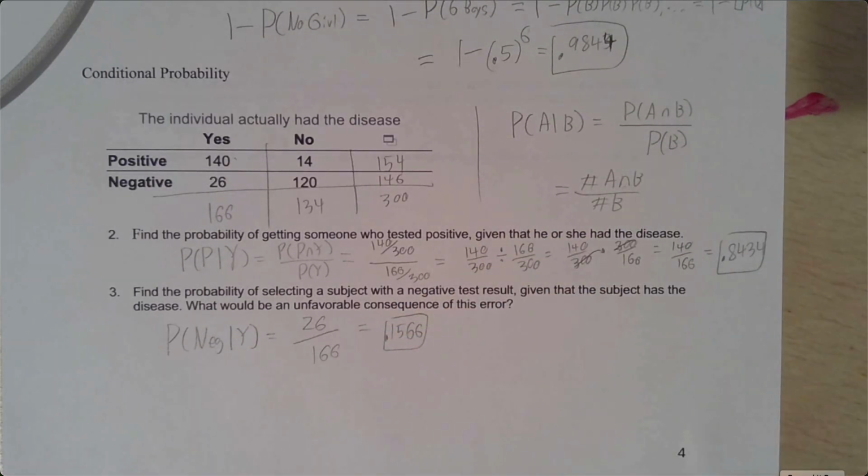And then it says what would be an unfavorable consequence, so let's sit and think about that. If we had the disease and they got a negative result, the consequence would be that 15% of the time we're telling someone they don't have a disease when they actually do. So almost 16% of the time we're not giving people maybe treatment that they need because we misdiagnose them as being okay. That would be the, as we call it, unfavorable consequence.